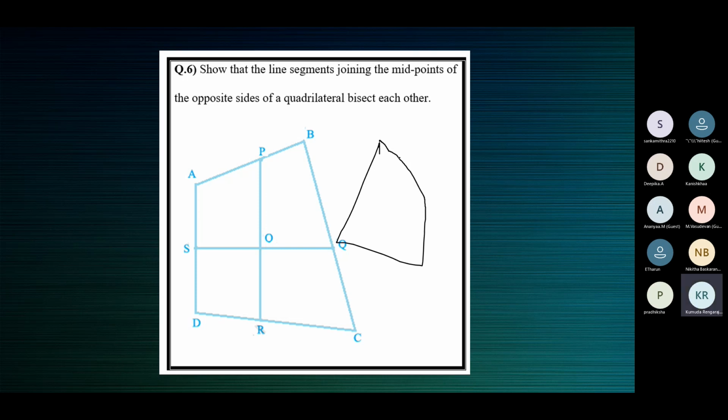Quadrilateral. Midpoint, midpoint, midpoint, midpoint. This is the line segment joining the midpoints of the opposite sides. This is also a line segment joining the midpoints of the opposite sides. We need to show that these two line segments bisect each other. They are not diagonals. Even otherwise, it's only a quadrilateral. So in every quadrilateral, the diagonals will not bisect each other.